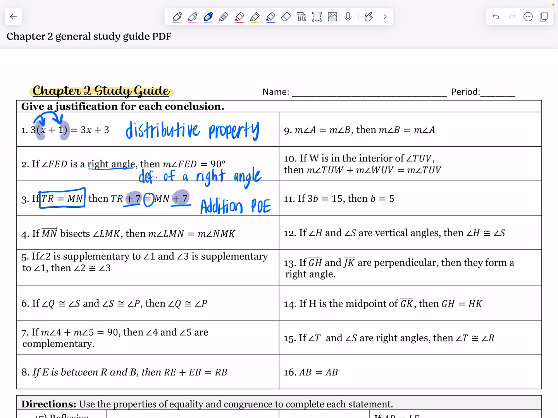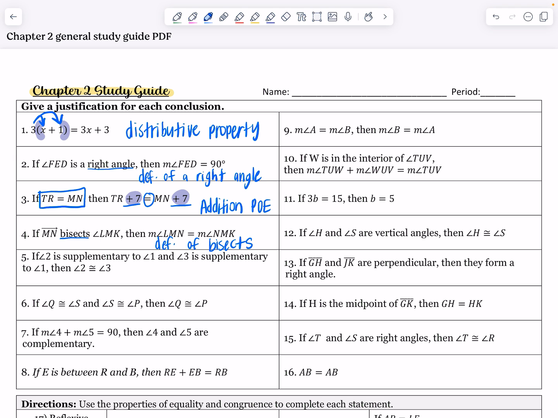All right, number 4 says if MN bisects, they use a vocabulary word, so I'm paying attention to it, angle LMK, then the measure of LMN is going to be equal to the measure of NMK. And that is going to be by the definition of bisects. To bisect something means to cut it in half into 2 equal measures. So definition of bisects.